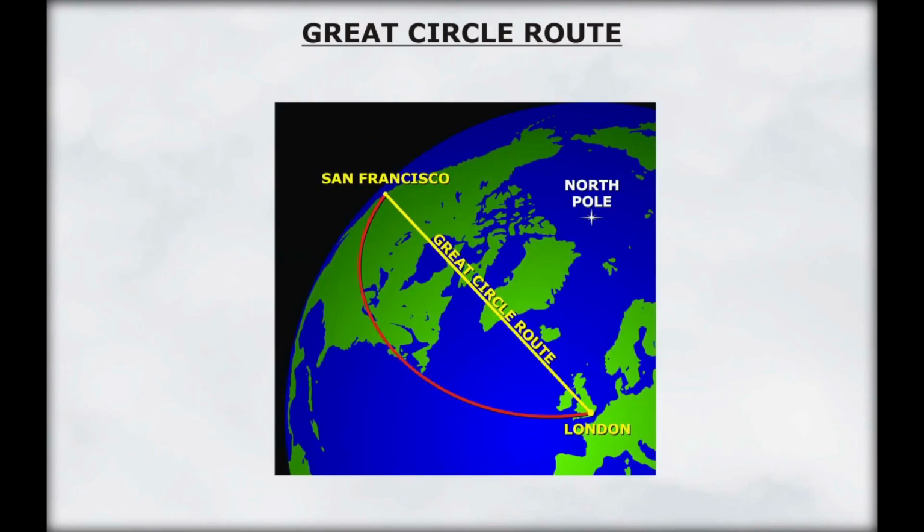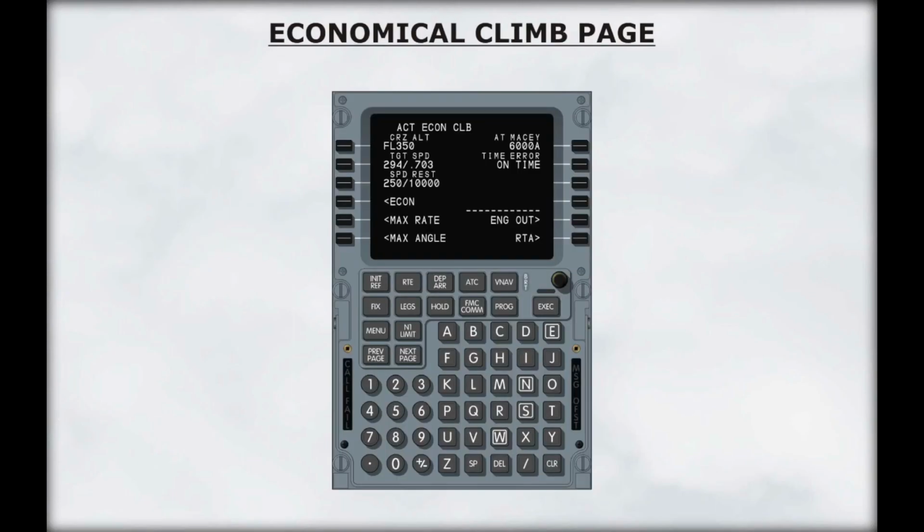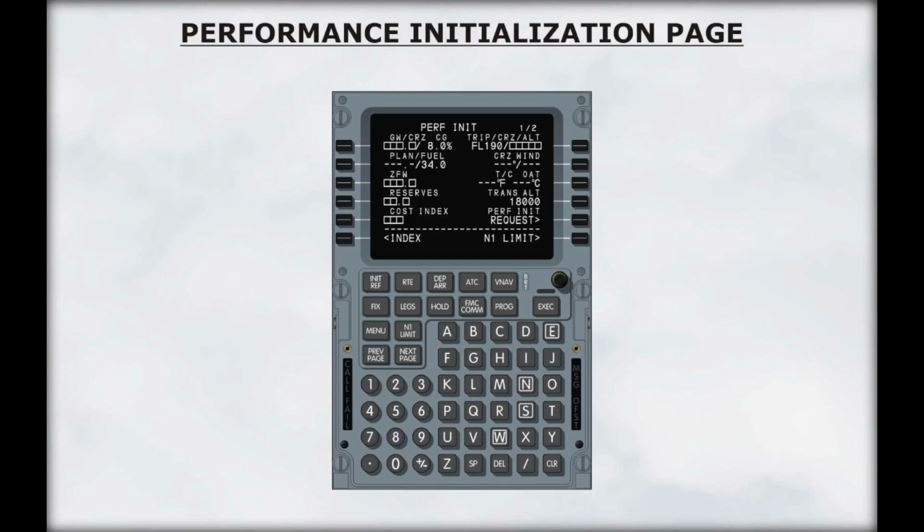Navigation between waypoints is based on the Great Circle route. This Great Circle route results in the shortest distance between 2 points on the Earth. Let's now look at the FMC's vertical navigation capabilities. The FMC uses the information stored in the performance database to determine the most economical profile for climb, cruise, and descent. Dispatch information is entered in the FMC during pre-flight.